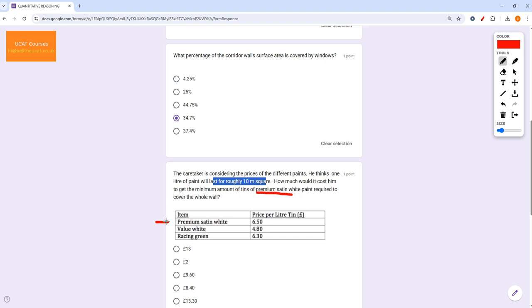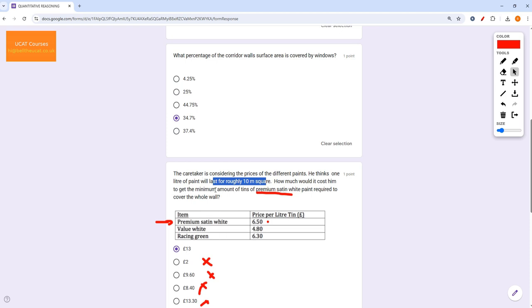Premium white satin. Do I have 6.5? So I need a multiple of 6.5. It can't be this option because it's not a multiple of 6.5, and you can't buy half a tin. You need to buy multiples, so it has to be a multiple of 6.5. Can't be this, has to be option A. 6.5 times 2 is 13. So that was the quick way of doing it.